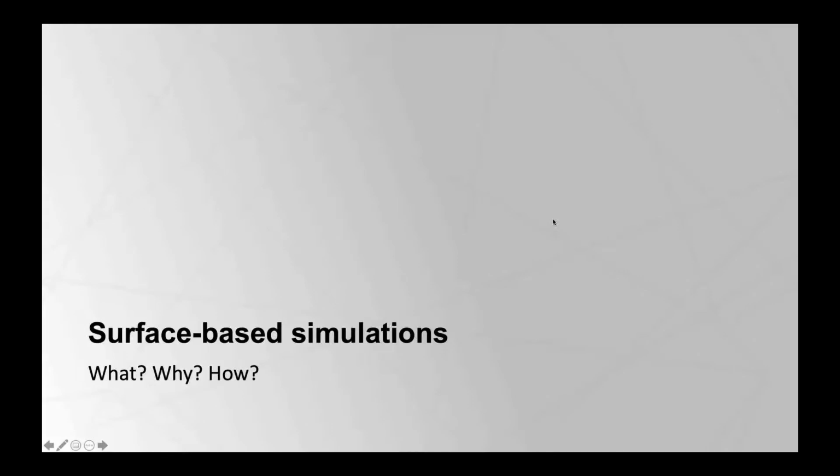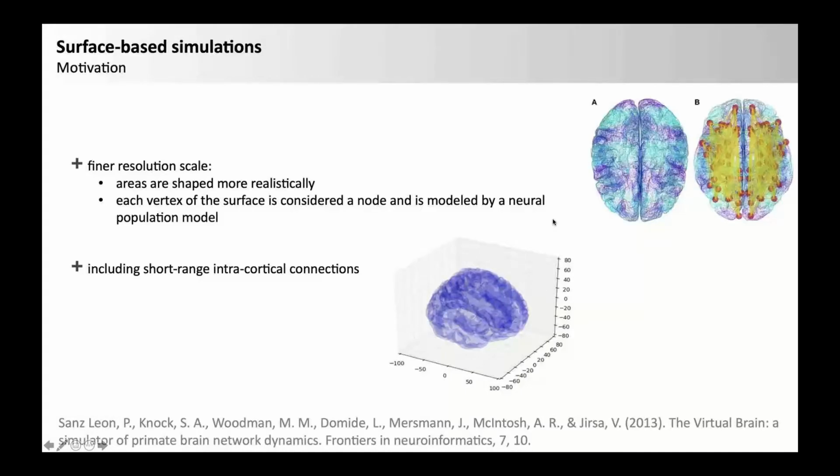Okay, so surface-based simulations. Why would we do that? What is it and how do we do it? So the motivation is that before, we always had one region as a node in the network. And now we want to go to a finer scale because regions are often of different sizes, right? They're just shaped in space differently. So we need a finer scale to be as close to reality as we can be. So each vertex of the surface, each little triangle, will be considered a node and can be modeled with a neural mass model. So that's the whole idea of the surface-based simulation.